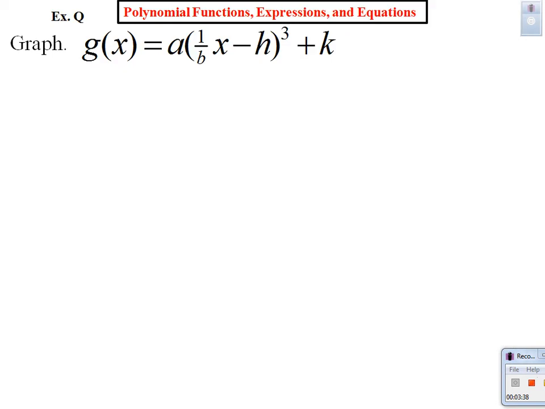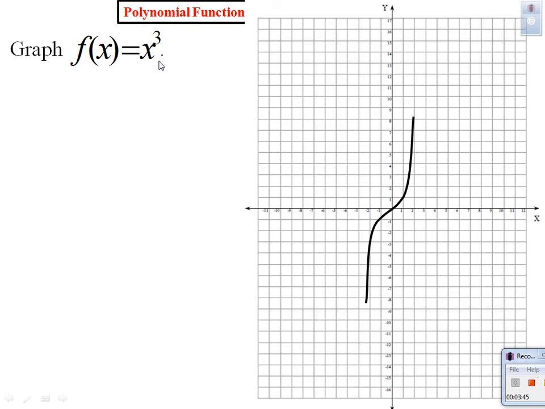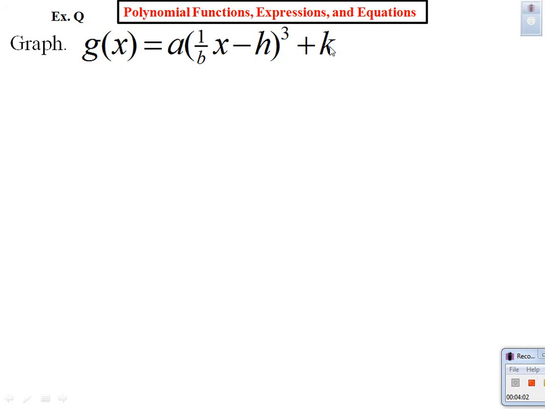However, this one has which values? H, K, A, and B. What would be the value for H here? 0, because there's no H. How about K? 0, because there's no K. How about B? 1, because 1 over 1 is 1 and it's invisible. How about A? 1 also. So that means you guys can't see this. Alright? So what does this look like without any numerical values?